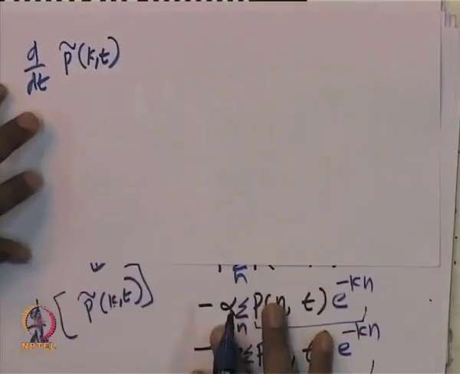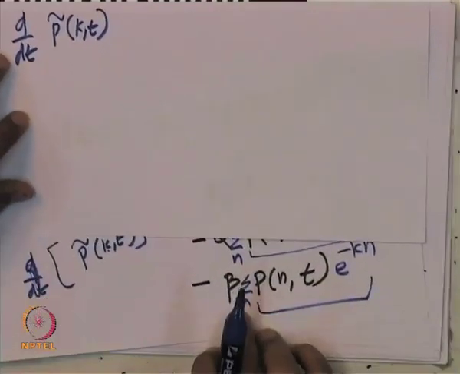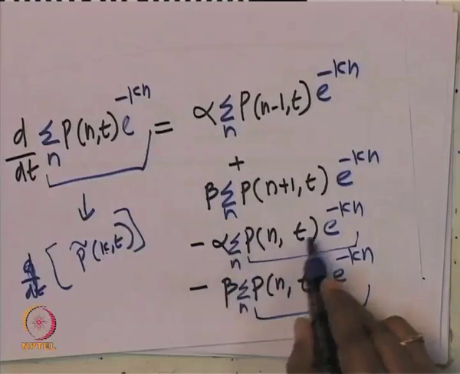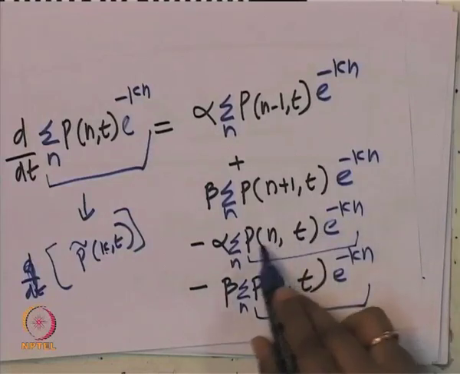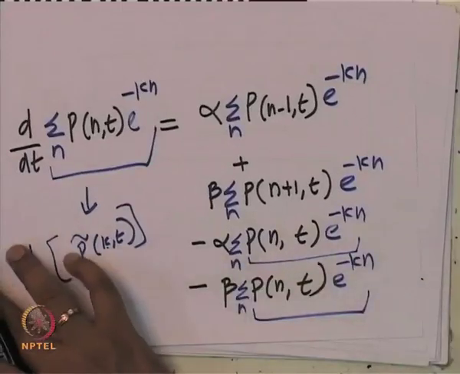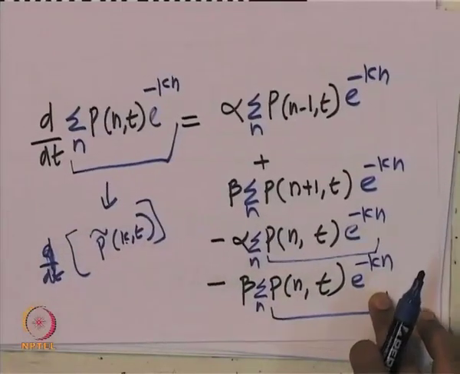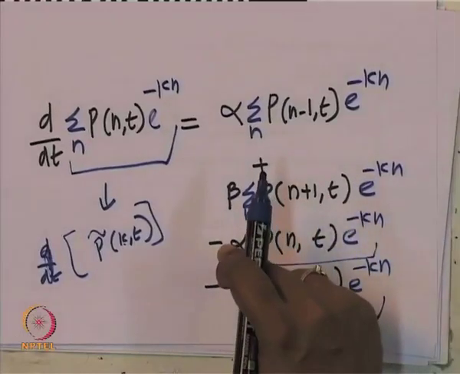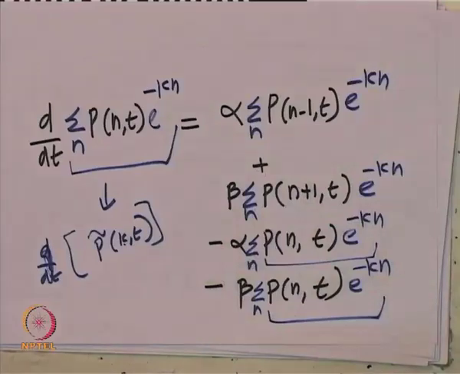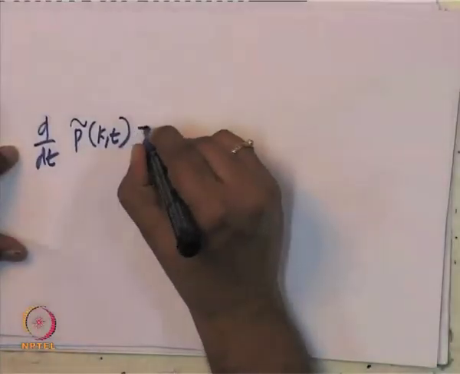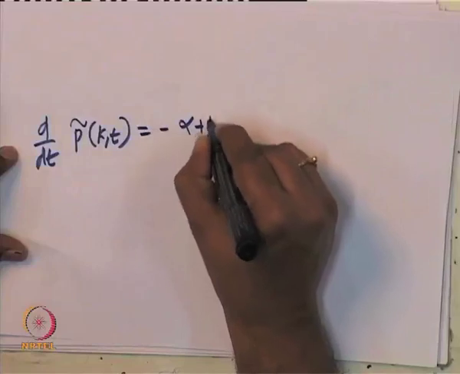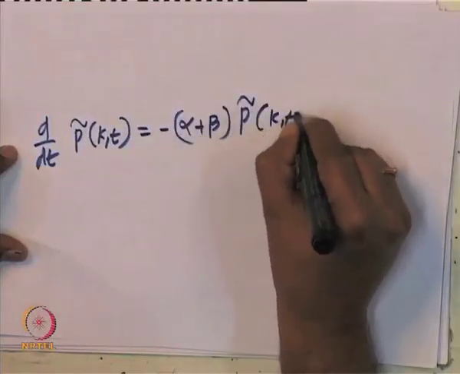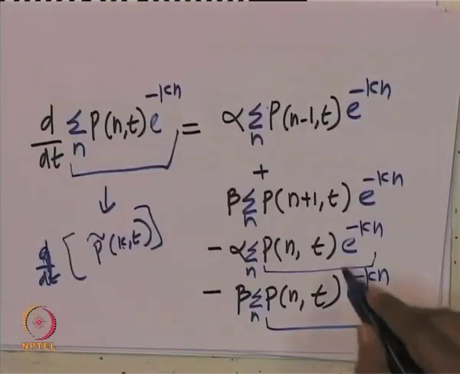Now, what is this term? Let us look at these two terms here. So, let us look at this term and this term. Minus alpha into p tilde of k comma t is what this term will give you, and this will give you minus beta into p tilde of k comma t. So, this p tilde and this are the same, so I can take it out in common and write minus of alpha plus beta into p tilde of k comma t. So, this is these two terms.